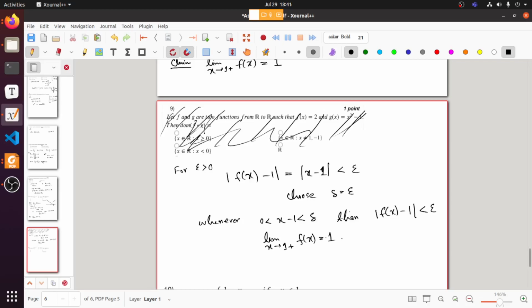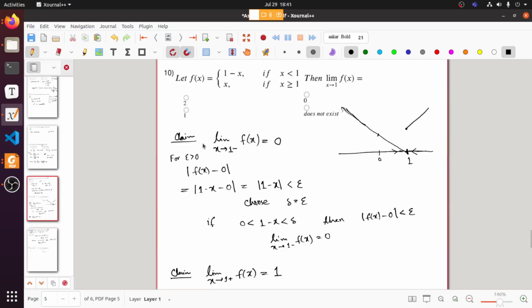So what do we get? The limit as x tends to 1 plus of f(x) is 1, and the limit as x tends to 1 minus of f(x) is 0. So we get two different limits. When you come from the left hand side, we get 0. When you come from the right hand side, we get 1. This means the limit will not exist, right? So the fourth option is true. The limit does not exist.